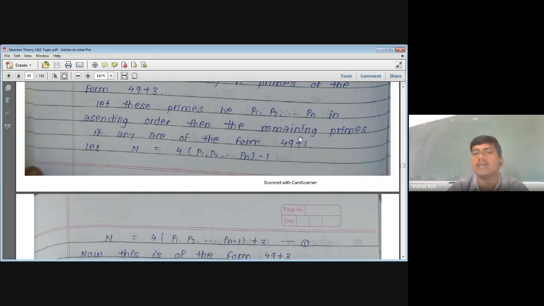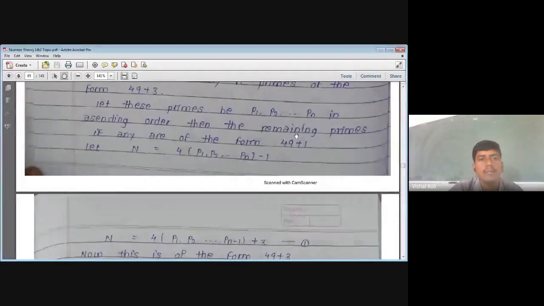Since we know that every integer is of the form 4q plus or minus 1, 4q plus or minus 2, or 4q plus or minus 3. But 4q plus or minus 2 is an even number. Therefore, there is no prime of the form 4q plus or minus 2. So, all the primes are of the form 4q plus 3 or 4q plus 1. As there are only n primes of the form 4q plus 3, all the remaining primes are of the form 4q plus 1. Okay.